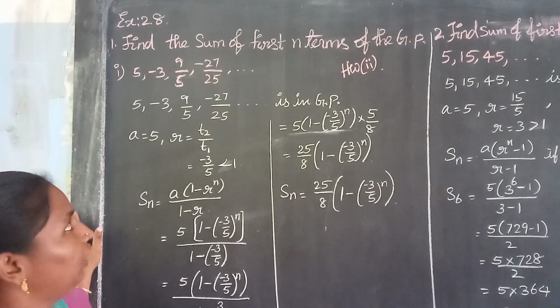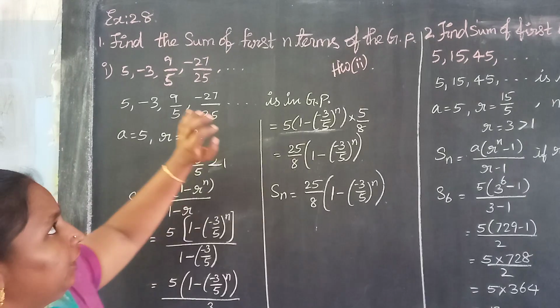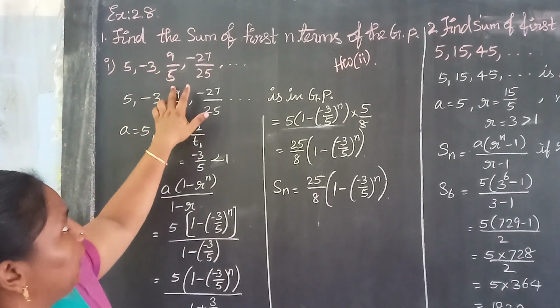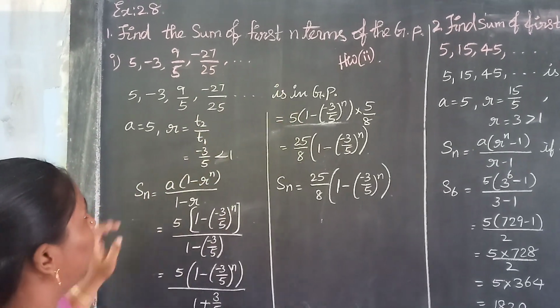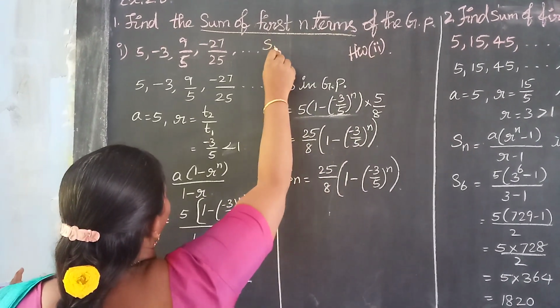Now we are going to see exercise 2.8 sums. First one, find the sum of first n terms of the GP: 5, minus 3, 9 by 5, minus 27 by 25, and so on. What they asked is to find the sum of first n terms, that is Sn.